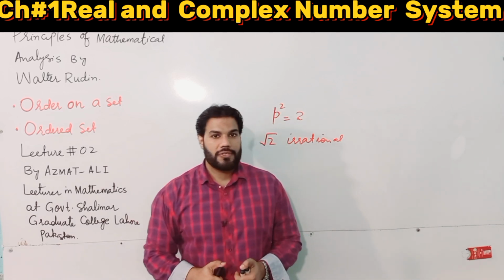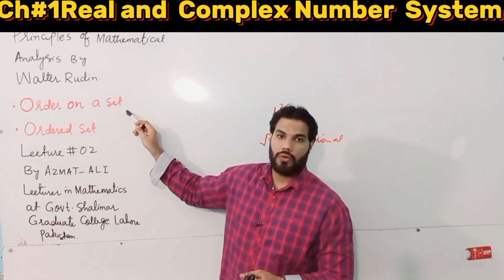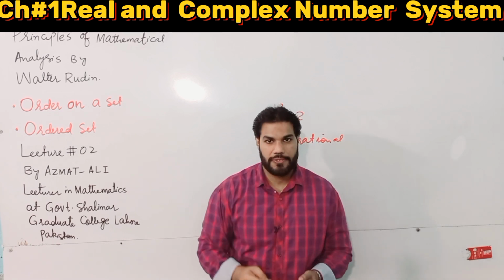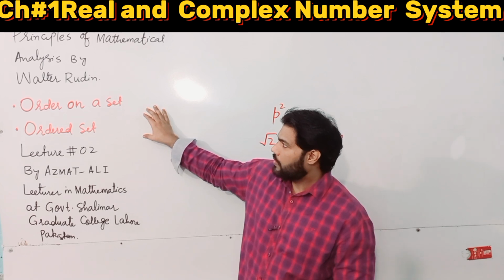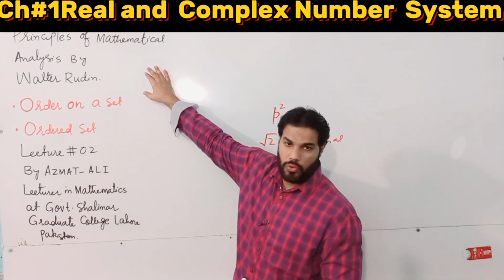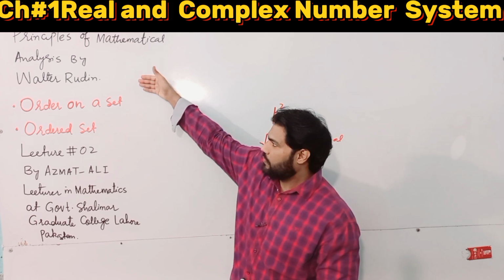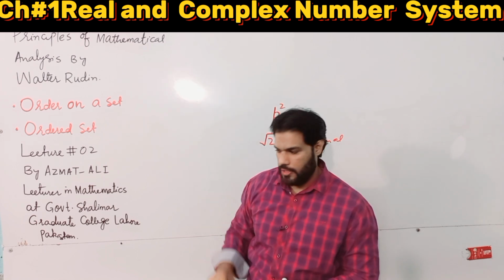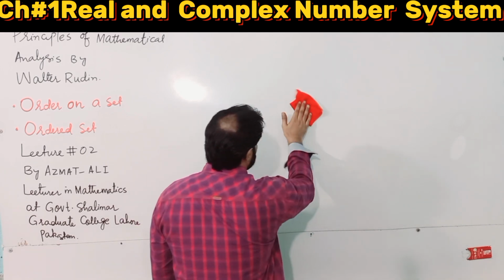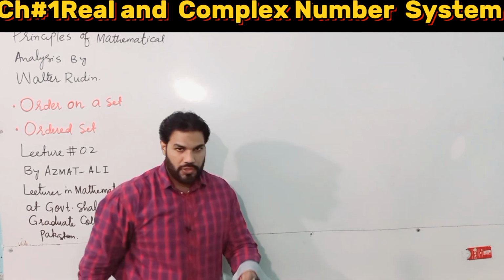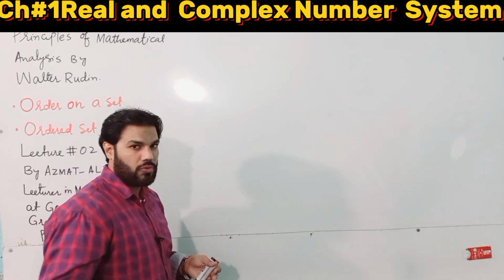In today's lecture, we will discuss two important topics. One is order on a set, and second is ordered set. To define these two terms, I will follow this book. The definitions of these two terms in the context of this book are: firstly, we define what we mean by the order on a set.